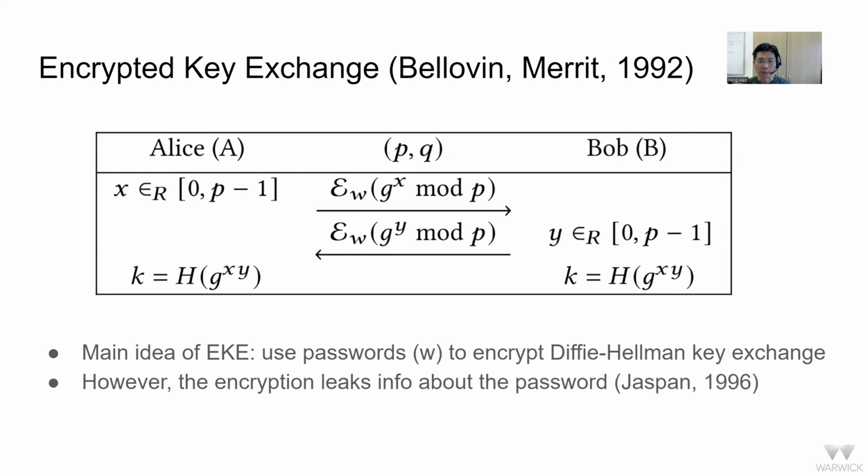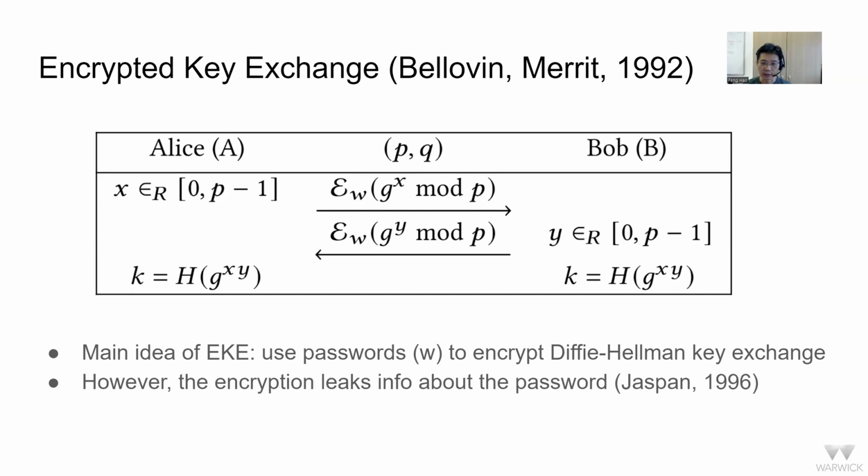So Bellovin and Merritt proposed the first solution called Encrypted Key Exchange. Their idea is to use the password as a symmetric key to encrypt the Diffie-Hellman key exchange protocol. So in this case, W is the password. The assumption is that the public key is random. So when you use a password to encrypt random data, that should be fine.